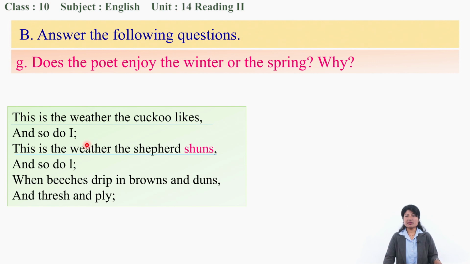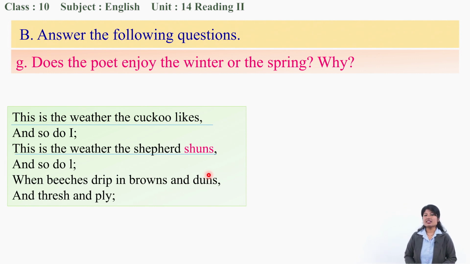So here's the combination of both stanzas, first and second. We have to pick up the first lines of both stanzas, and we come to know that the poet likes what season? Spring season, of course, not winter, right? And if we are asked why it is so, because the first season is liked by the cuckoo and it is bright and beautiful, and the second one is disliked by a shepherd. That's why he dislikes it.